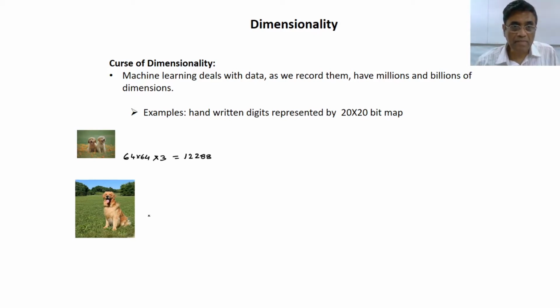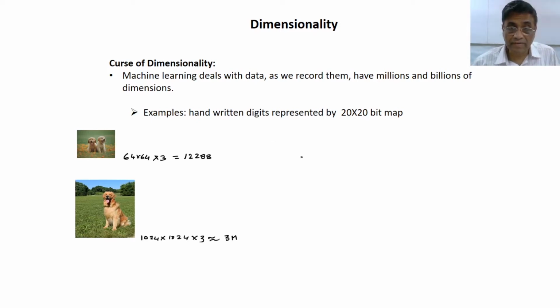For a slightly bigger image, say I have a 1024 cross 1024 cross 3 image, then its dimension, ignoring 1024, we can just represent as 1000, so this will be already 3 million dimensions.